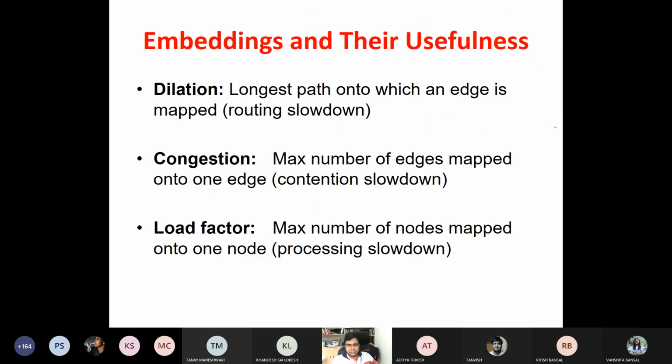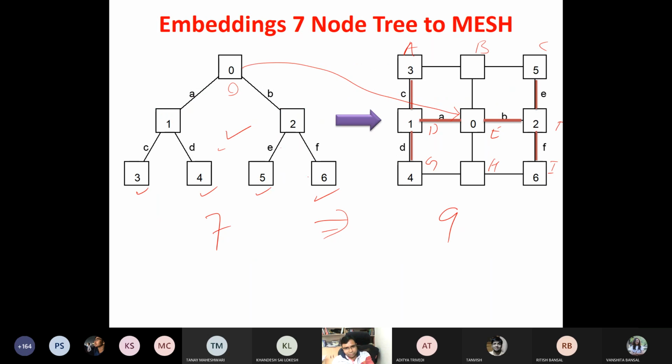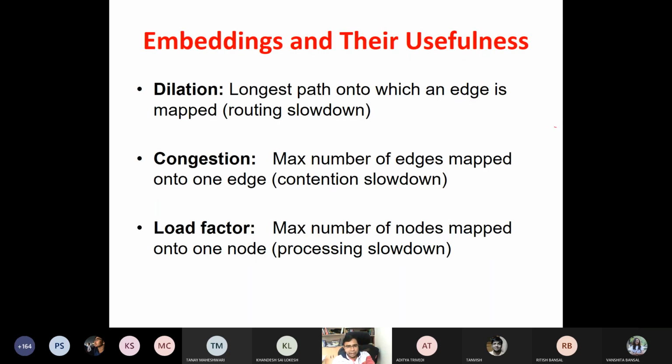So what parameters define a good embedding process? There is a concept called dilation. Whenever you are mapping one network or topology to another, dilation is the longest path onto which an edge is mapped. The second one is congestion: the maximum number of edges mapped to one edge. That is congestion slowdown, or contention slowdown.